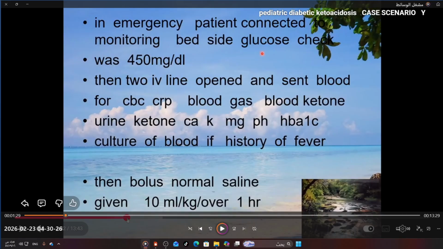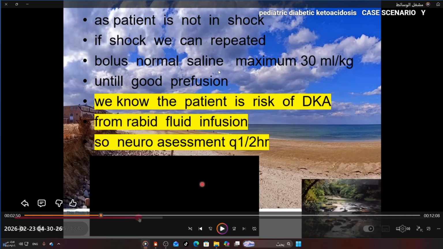Yes, that's perfect. You'll cover all those bases: fluids, labs, and vitals. And definitely, if the child is febrile, you want to check for any infections. Once you get those results, you'll have a clearer picture of the cause and next steps. Okay.